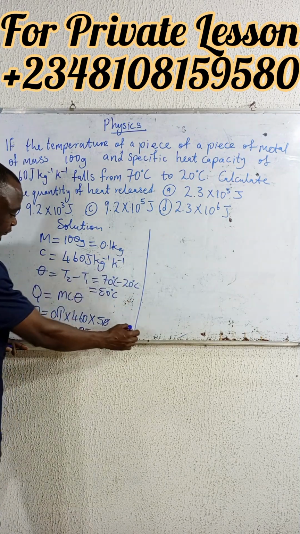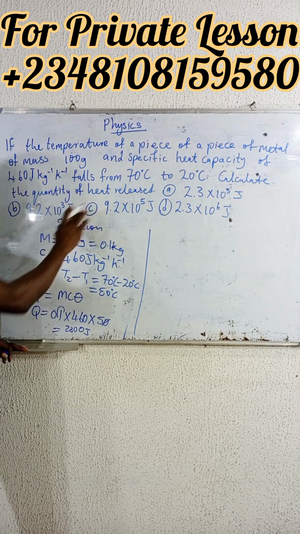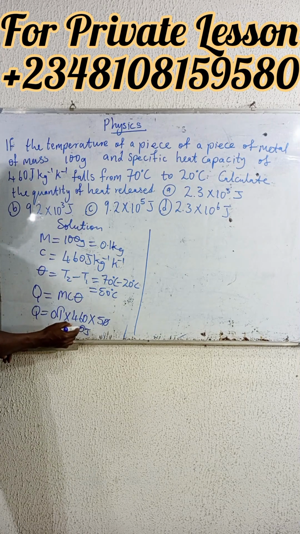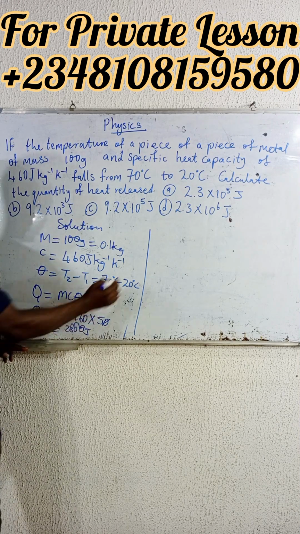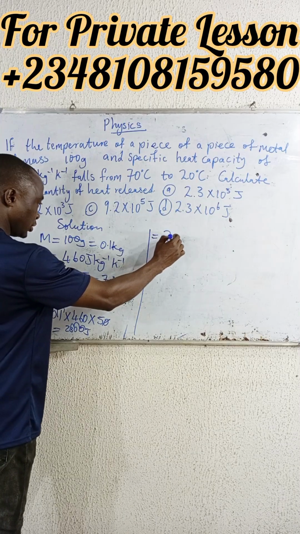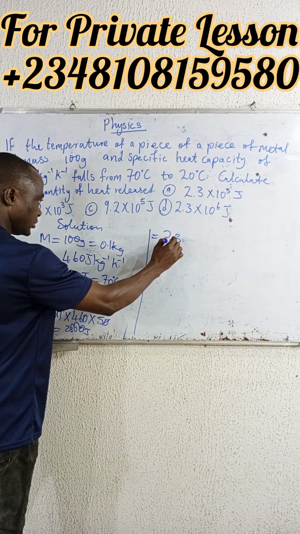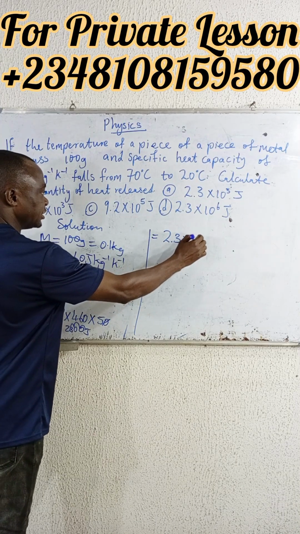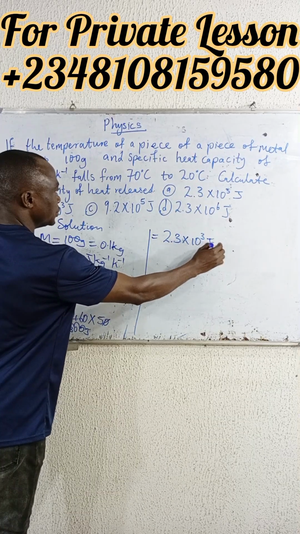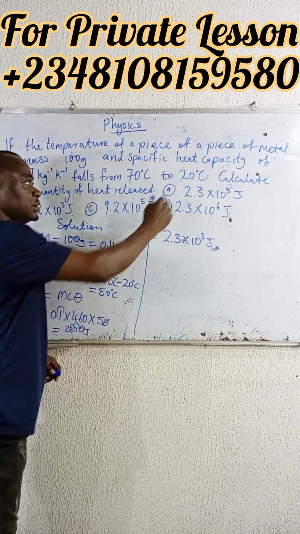In standard form, since our answers are in standard form, we move the decimal 1, 2, 3 places, so it's the same thing as 2.3 times 10 raised to power 3 joule. So the correct option is option A.